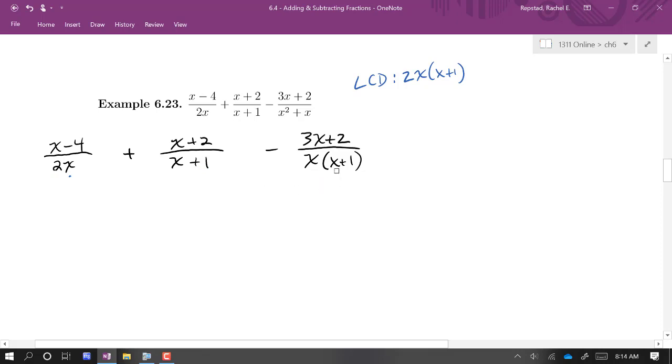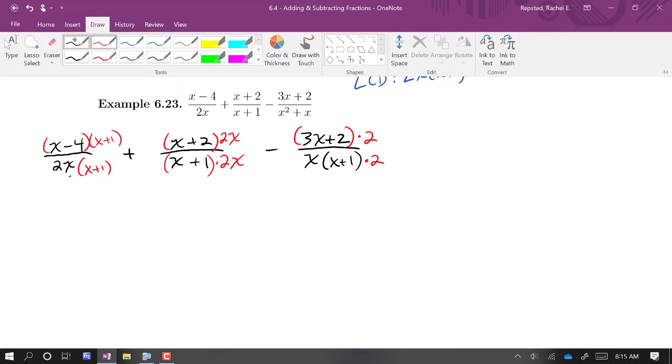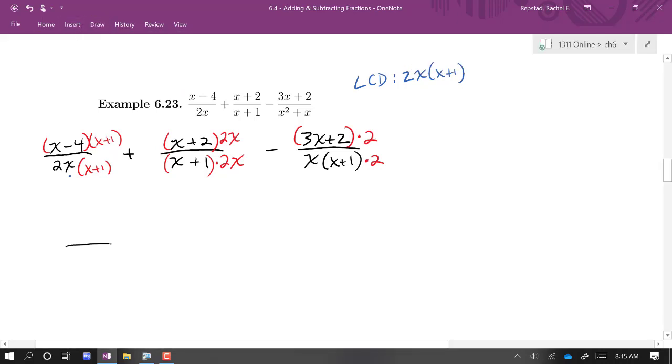So if we go through and add the factors that are needed, the first fraction needs to pick up a factor of x plus 1. The second denominator needs to pick up a factor of 2 and a factor of x. The third denominator needs to pick up a factor of 2. So my common denominator is 2x times x plus 1.